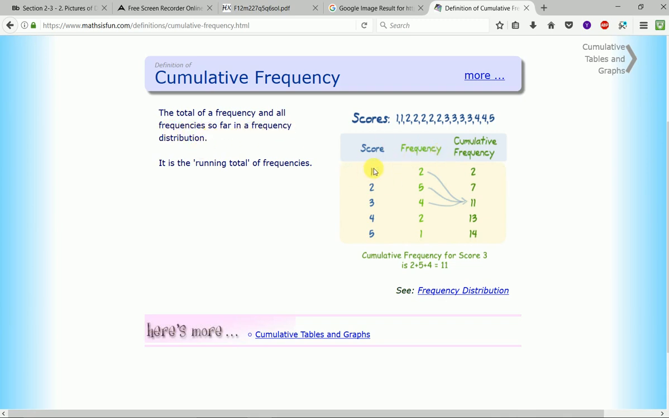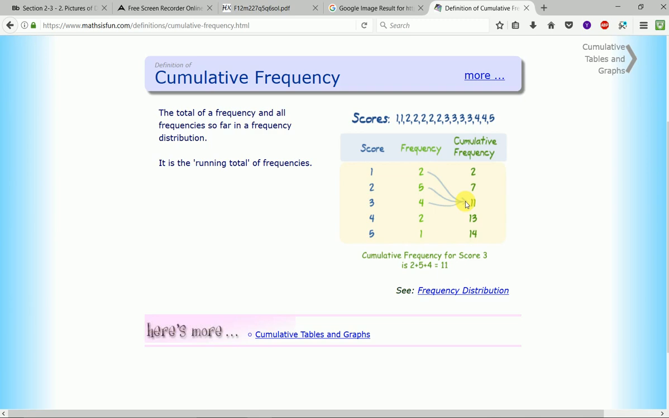Now, for example, for the score of 1, there are 2 people. The score of 2, there are 5 people. But for the cumulative frequency, we take the current value and add it to the previous one, which is 5 plus 2 gives me 7. Now, score of 3, I have 4 people who got the score of 3. But for the cumulative frequency, we take this current value and add it to the previous ones, so 4 plus 5 plus 2 gives me 11. So that's how the cumulative frequency works, that means you take this current value and add up all of your previous values.